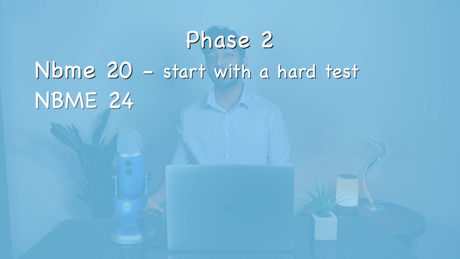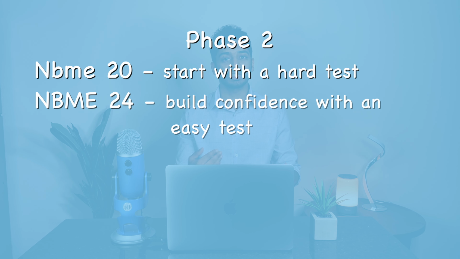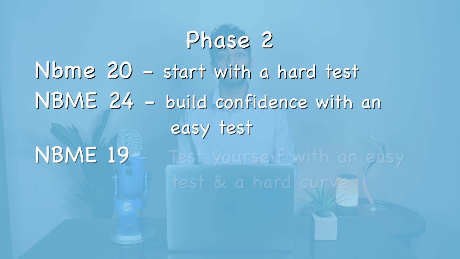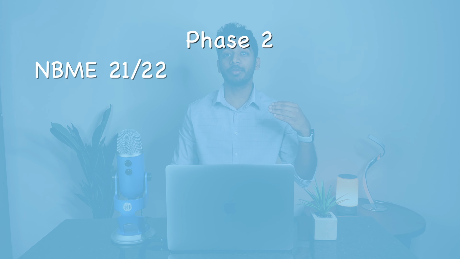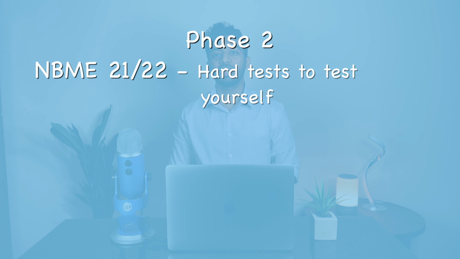Then after that, I prefer to do NBME 24 just because it's one of the easier tests and it'll help you get some self-confidence after what's probably going to be a bad test. After that, probably NBME 19 because it's one of the easier tests with the hard curve, so it's going to keep you on your toes, and at the same time you'll be better equipped to write the test because the questions are relatively easier. Then I'd suggest you do NBME 21 and 22 just because you're getting closer to your test. This will really keep you on your toes and help you apply your knowledge.